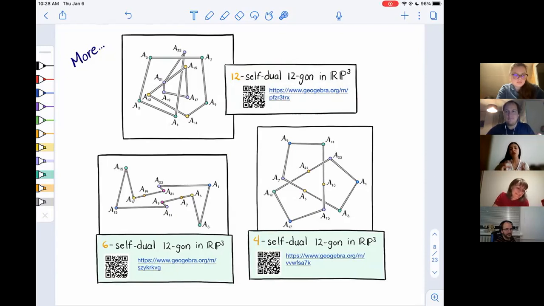So 4 self-dual polygons, as you can see, look way more symmetric compared to the 12 self-dual polygon. Even then, that actually looks nicer compared to the 3-dimensional picture. You can see how crazy the other is. But 4 self-dual 12-gons, for instance, look a little bit more symmetric. The 4 self-dual is more symmetric than the 12 self-dual, right?